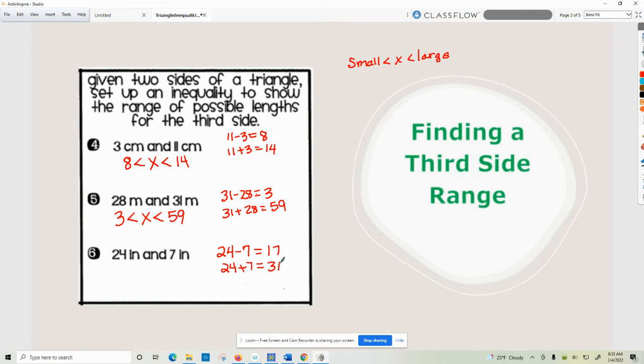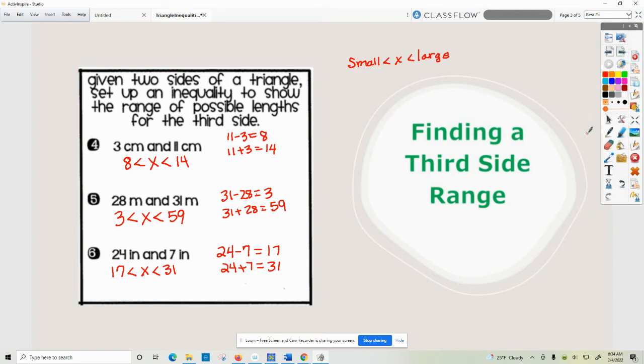All right. Then we're going to write our inequality. Small number first, less than sign, your X to represent your side length, and then less than with your big number. Okay. So that would represent how I could find and write an inequality to represent the third side of my triangle.